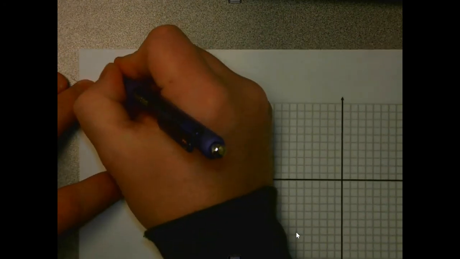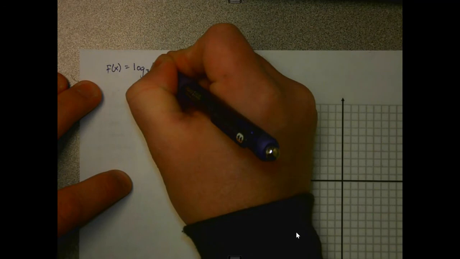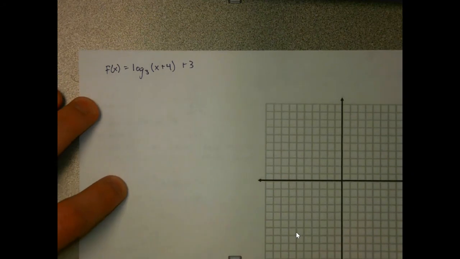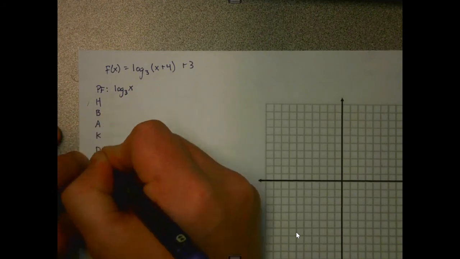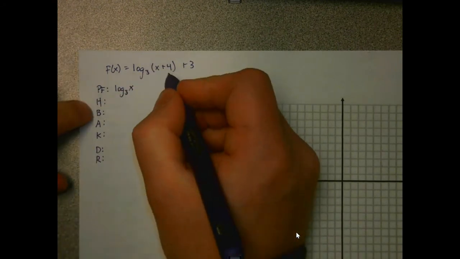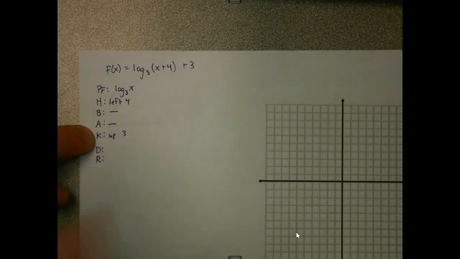Now these two are logarithms, so they're going to be a bit different. So f of x equals log base 3 of (x plus 4) plus 3. And I move this 3 to the back. Okay, so we've got our parent function, which is log base 3 of x. H, B, A, K, domain, range. Okay, so we just have the 4 and the 3. So H would go left 4, no B, no A, and then up 3.